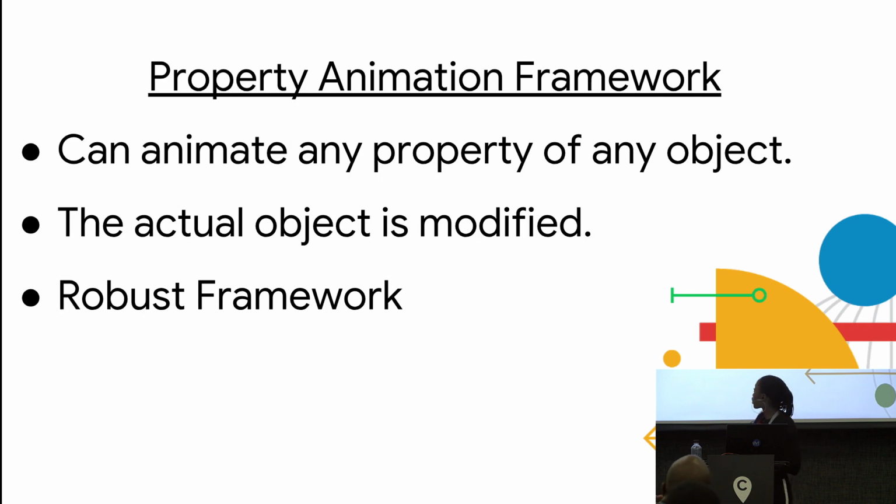Whereas with our property animation framework, you can animate any property of literally any object. The actual object is modified. So if you were not to use this framework and you're animating, and let's say you are moving a button when a user enters your screen, the on-click of that button is where the button was, not where it is now. Am I making sense? Cool. And it is a robust framework because you can assign animators to the property you would like to animate, such as the color.